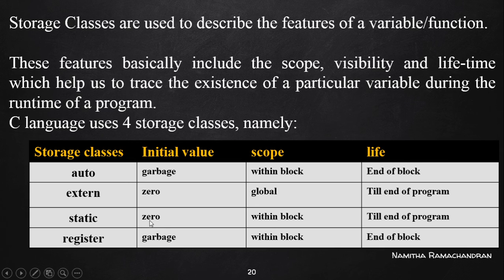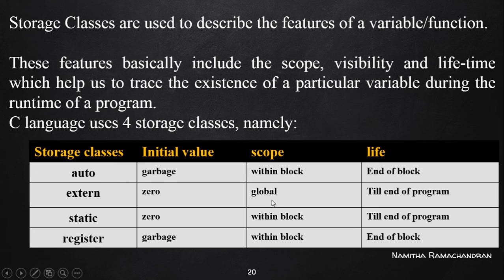About the scope of these storage classes: for auto type variables, the scope exists inside the block or inside the function body in which that particular declaration is present. And for extern type variables, the scope exists everywhere inside the program.